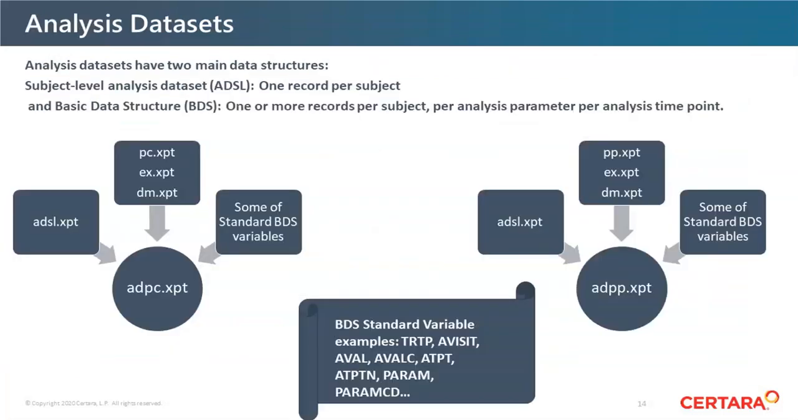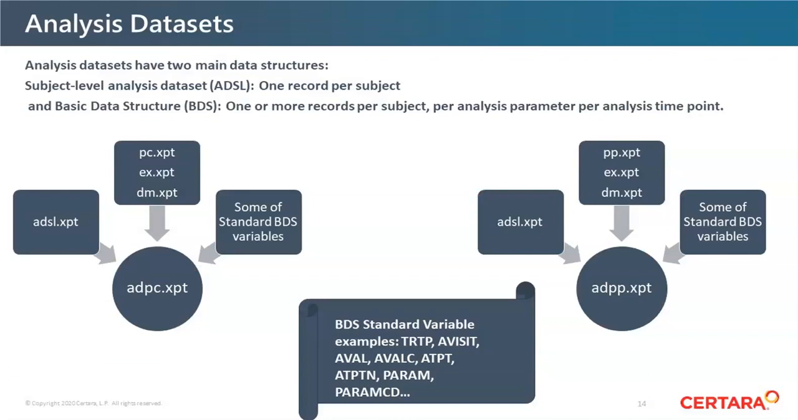For the analysis dataset, it's more flexible than the tabulation datasets. The analysis datasets have two main data structures. Subject level analysis dataset, which is ADSL, and this is one record per subject, and basic data structure, which is BDS. The BDS would have one or more records per subject per analysis parameter per analysis time point.